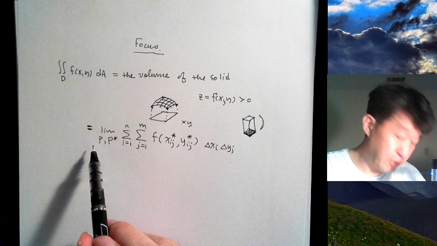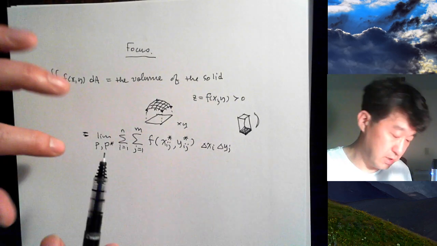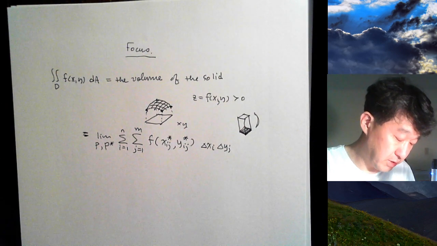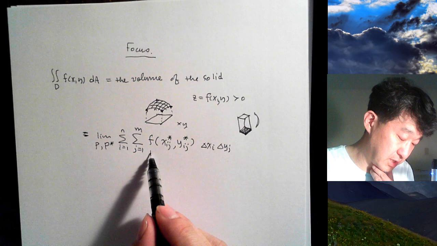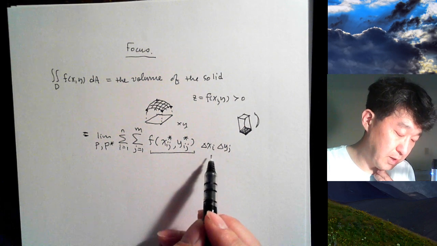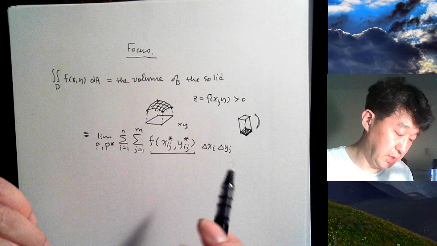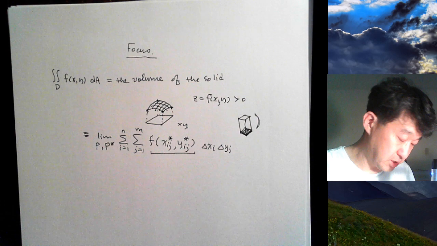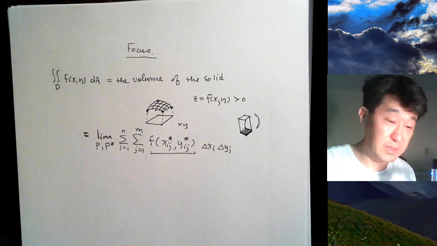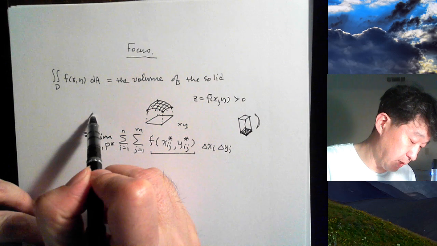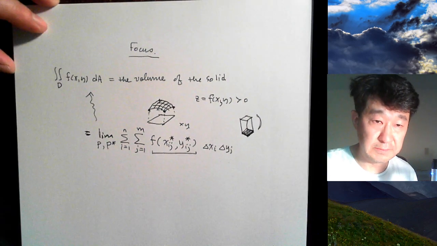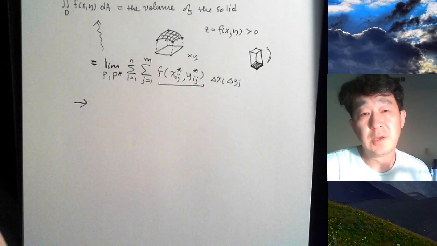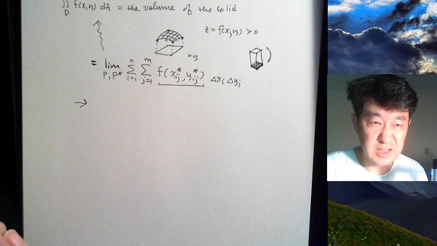So allowing this partition method to vary everywhere and choosing any random points inside that box is going to generate this regular box, and then this multiplied by the area of the base is going to be the sum of the volumes of these many rectangular boxes. But as we take the limit, if this limit exists, that is supposed to be the definition of the double integral, and then you're going to go on to the next part.